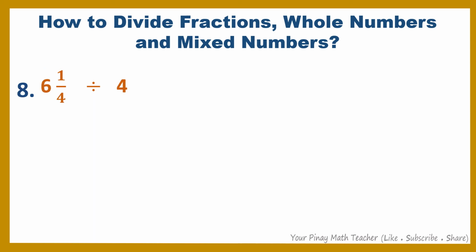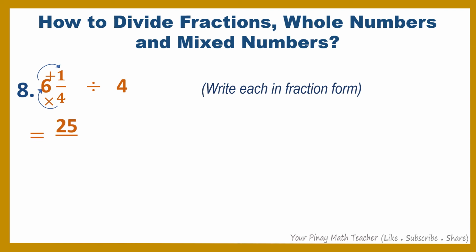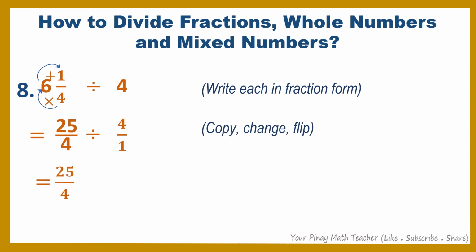Number 8, 6 and 1/4 divided by 4. Writing them in fraction form, 6 and 1/4 becomes 25 over 4 divided by 4 over 1. Then copy 25 over 4, change divide to times symbol, and flip 4 over 1, it becomes 1/4. Then you multiply. 1/4 is the reciprocal of 4 or 4 over 1.